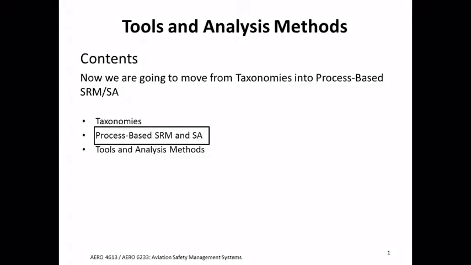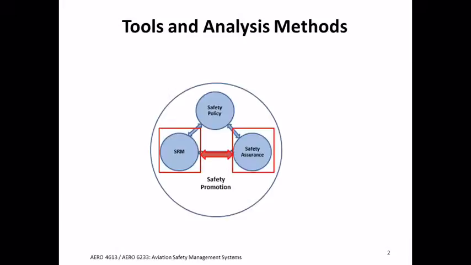In Unit 2, you studied the SRM, Safety Risk Management, and the SA, Safety Analysis components individually. Now, in Unit 3, we're going to put the two processes together and show you how those two components work together interdependently. That is, that they depend upon each other.